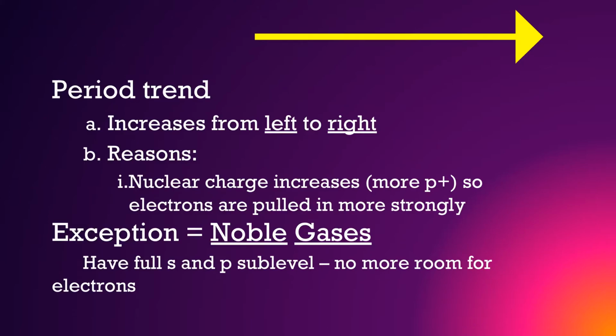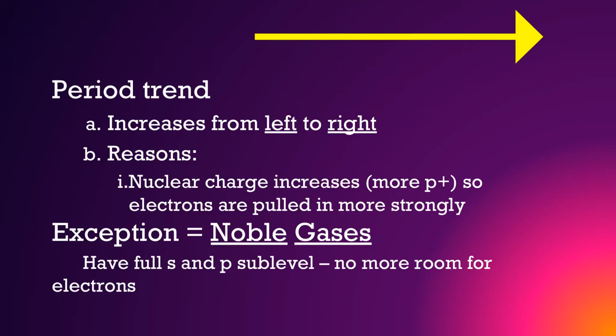The period trend for electronegativity is it increases from left to right. The reason is the nuclear charge increases, so there are more protons. The same with atomic radius, because there are more protons, the electrons are pulled in more strongly. The exception is noble gases. They have full s and p orbital sublevels, so there's no room for more electrons.